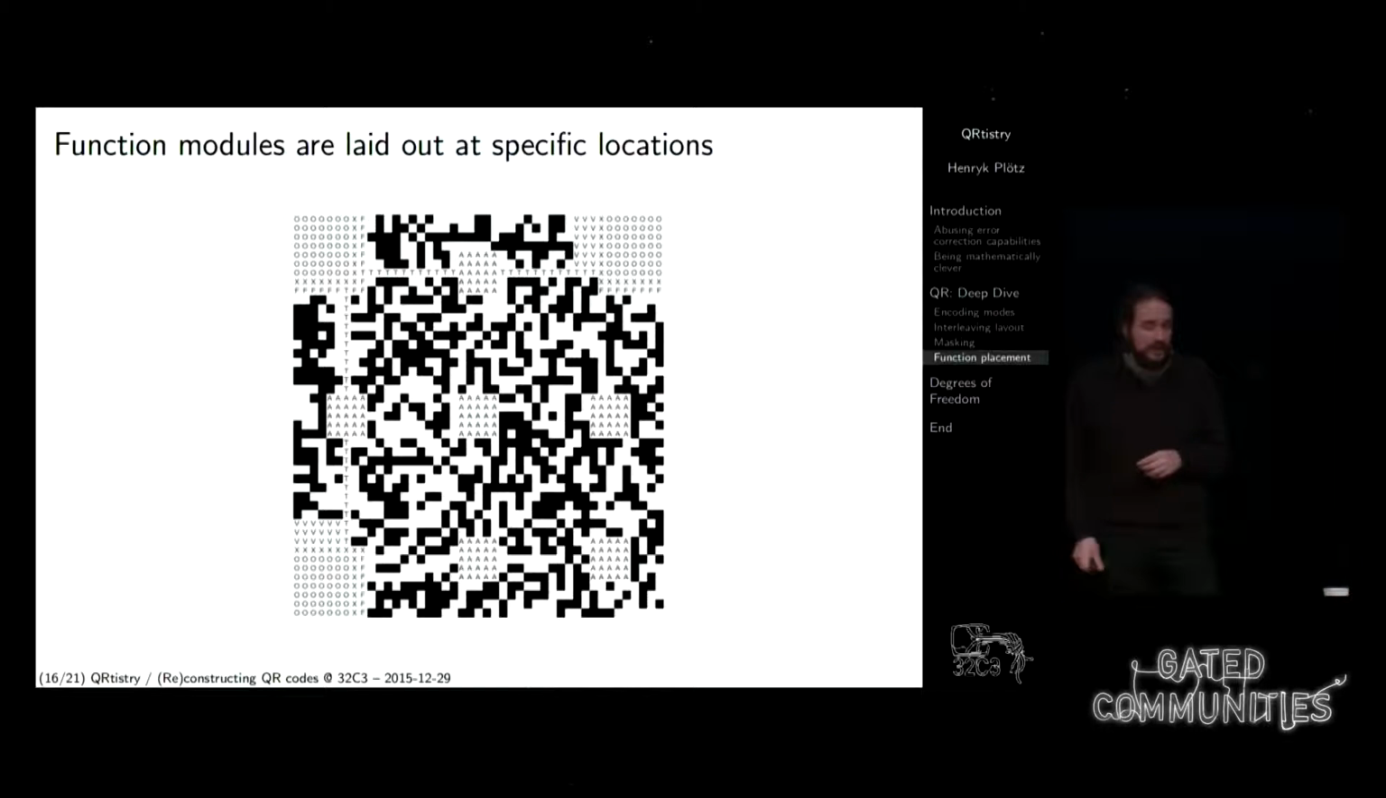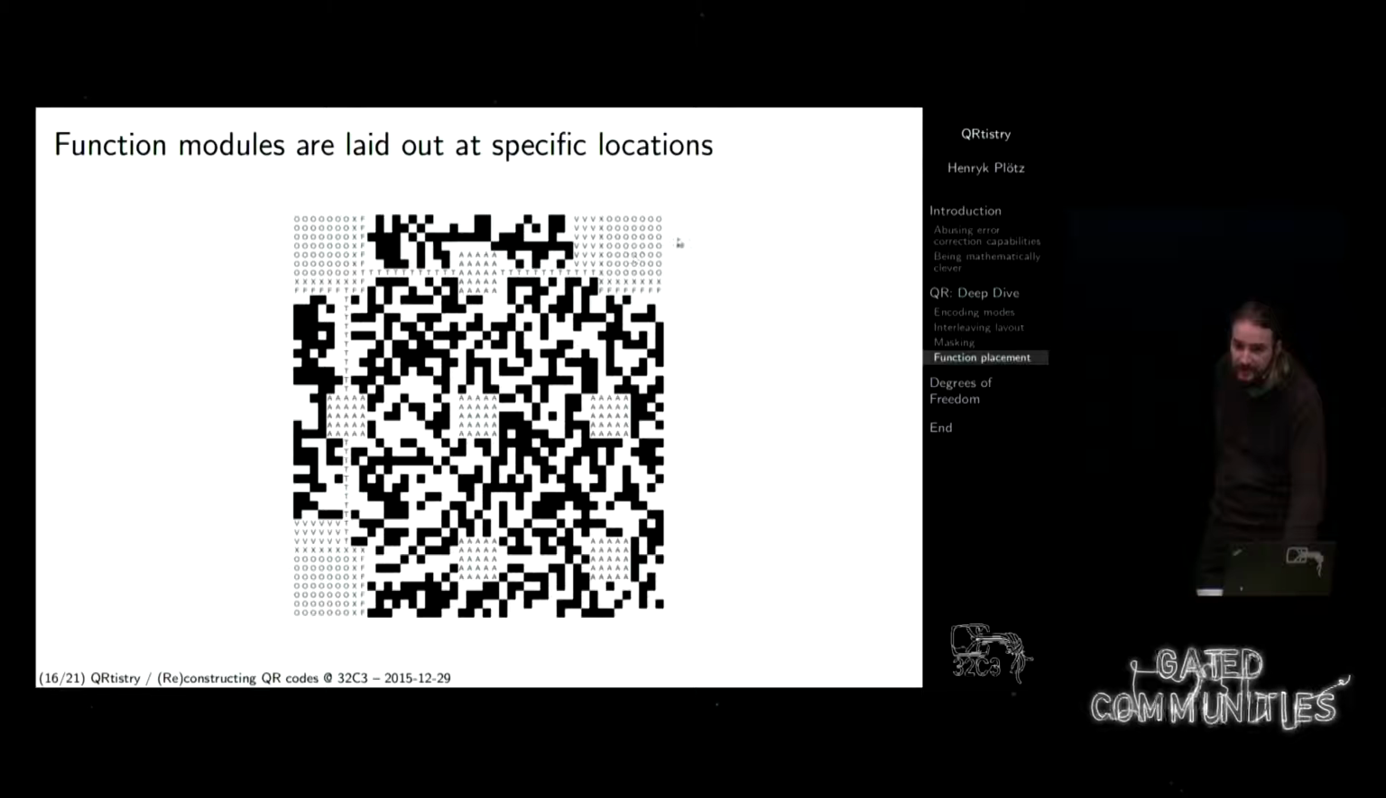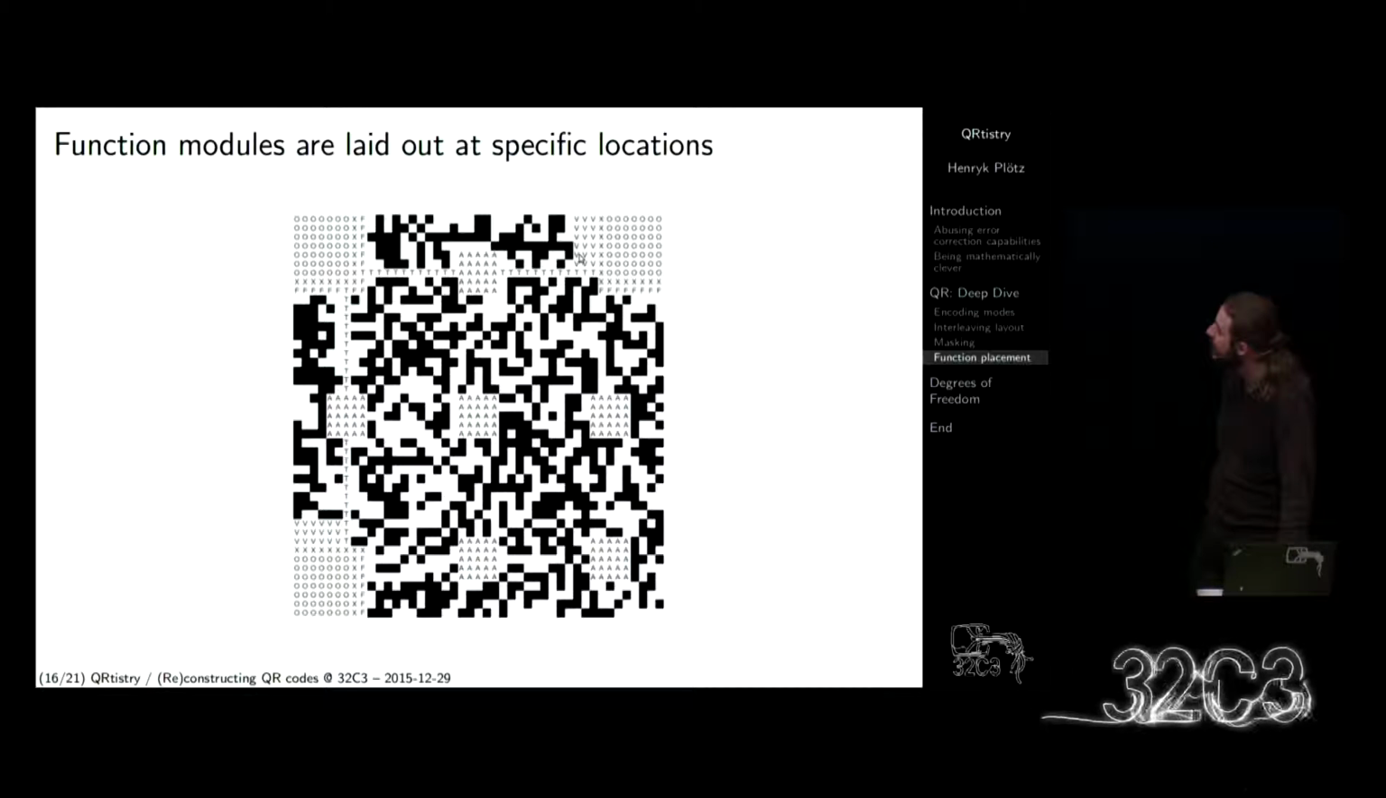This is another debug output from my program, and it tells you where the function modules are. We already saw the finder patterns in these corners. Right next to it is the format information. Those are the Fs. It's here. And there's a second copy down here and over here. So even if you cut off one of these corners, it will be okay. There's version information here and here. So even if you cut off one of those corners, it will be okay. And those are the alignment patterns and the timing pattern.